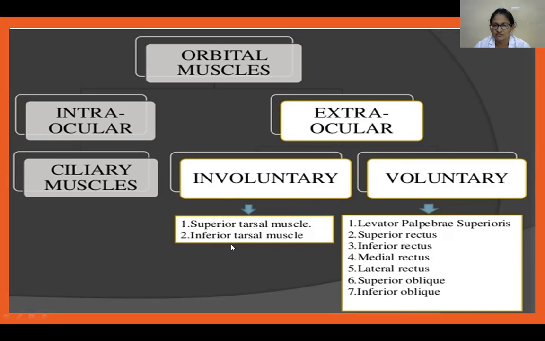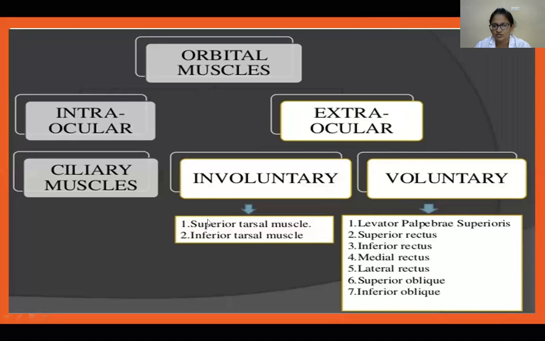Whereas involuntary muscles are those not under our control. What are those muscles? The superior tarsal muscle is present in the upper eyelid, whereas the inferior tarsal muscle is present in the lower eyelid. These two are the tarsal muscles. These are all the extraocular muscles. Whereas intraocular muscles are the ciliary muscles and the muscles of the pupil, the constrictor and dilator pupillae.